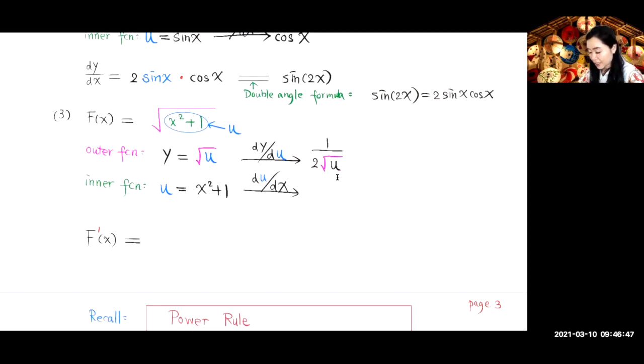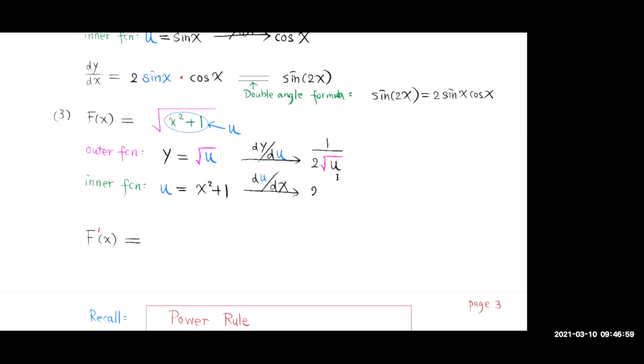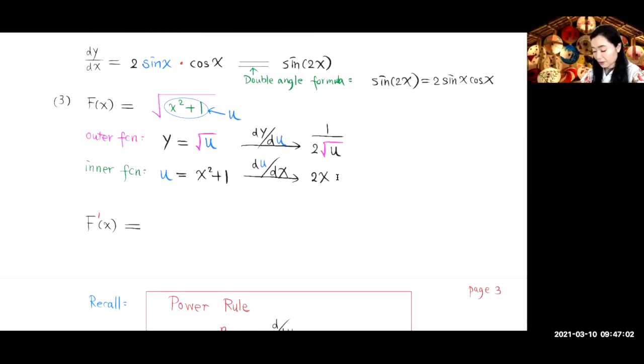Okay. Now, the derivative of this inner function with respect to x is what? 2x. Yes, that's 2x. So now the derivative of this composition of the outer function with the inner function will be the product of this and this, right? So that will be 1 over 2 square root of, well, the u over here is x squared plus 1. And then you multiply this by 2x, and then you simplify it.